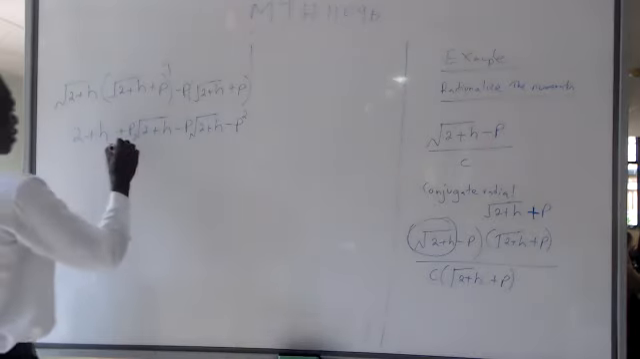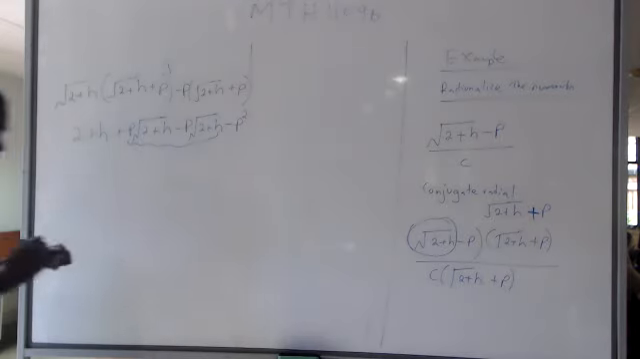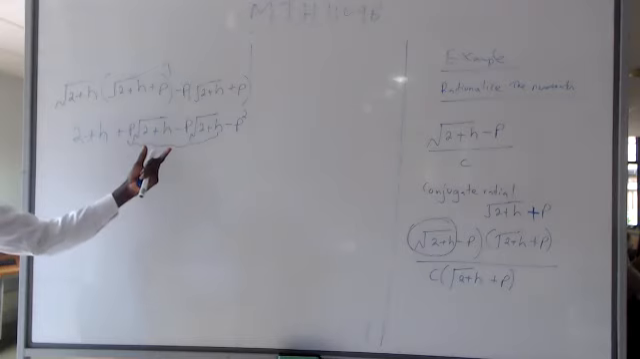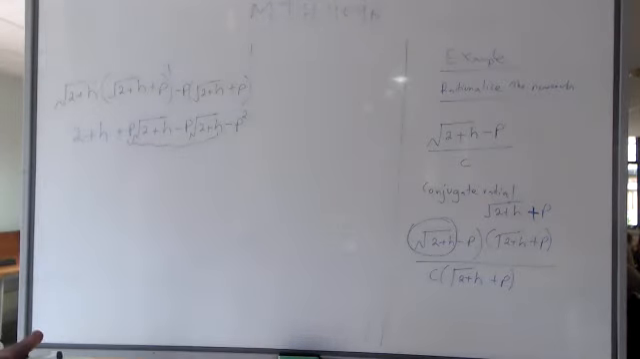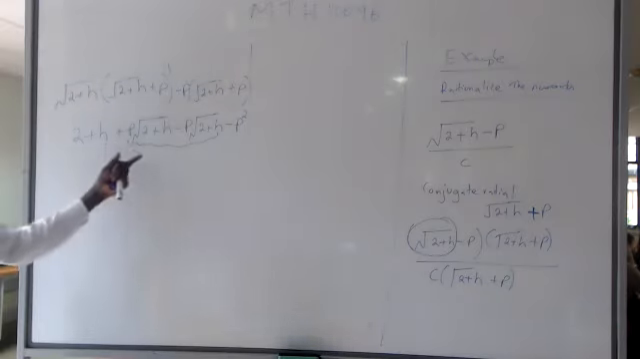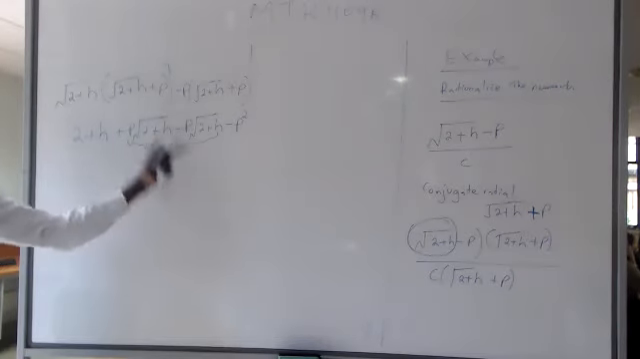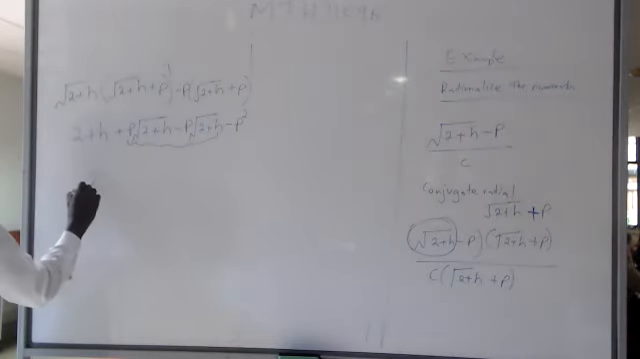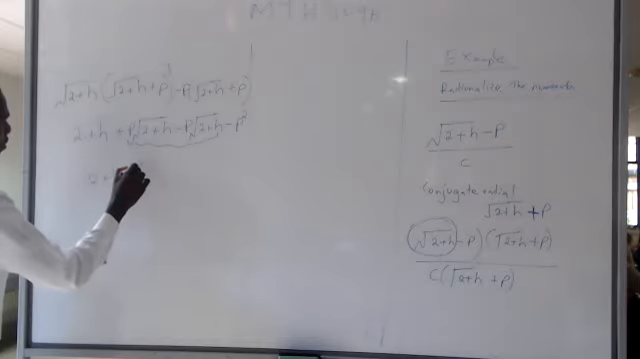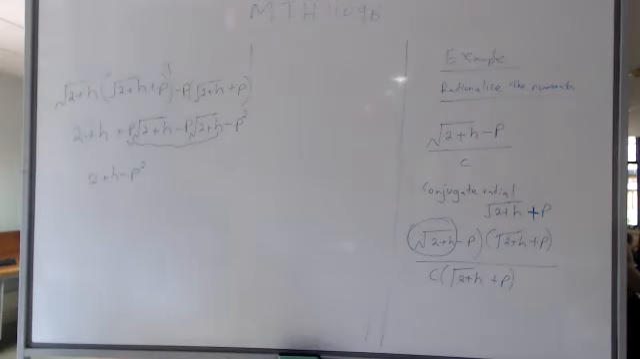What can you say about these terms in the middle? They cancel out. Why? Because they're the same number in positive and negative terms. They are not identical, and they are not like terms. They are additive inverses of each other. So when you combine two additive inverses, you get the additive identity, which is 0 in this case, because we are in the vector space of the real line whose identity is 0. So you simply remain with 2 plus h minus p squared.